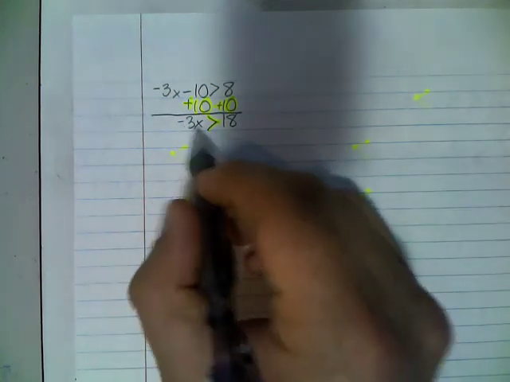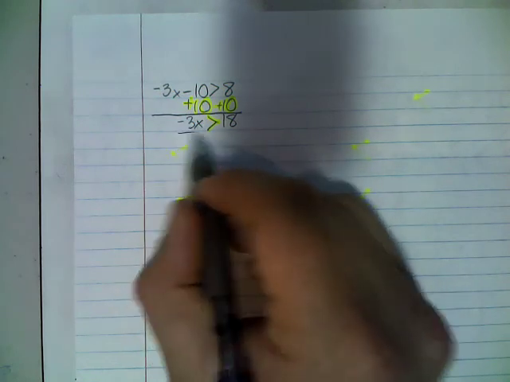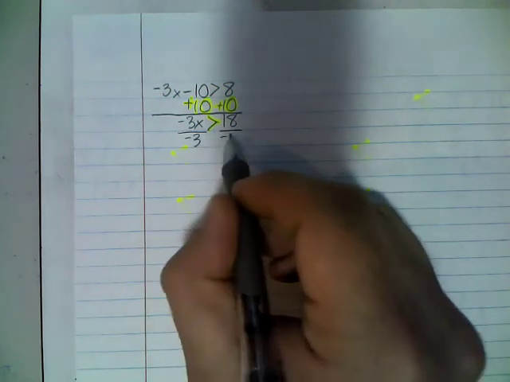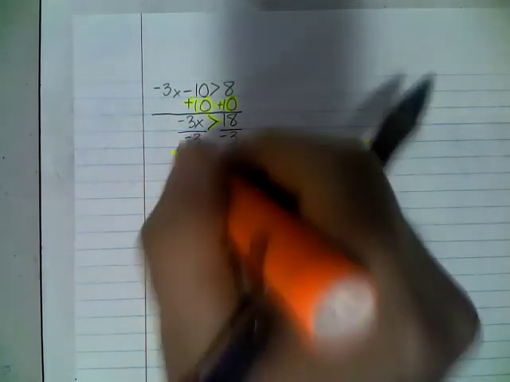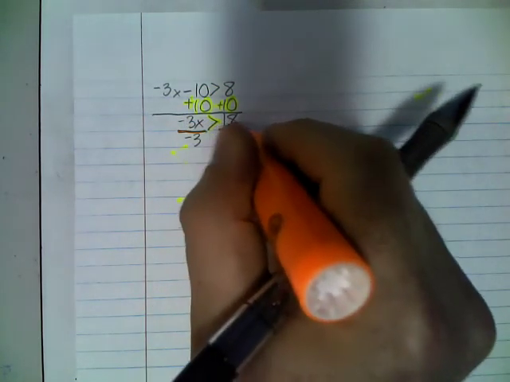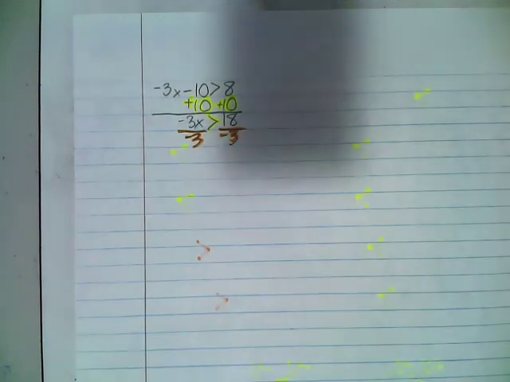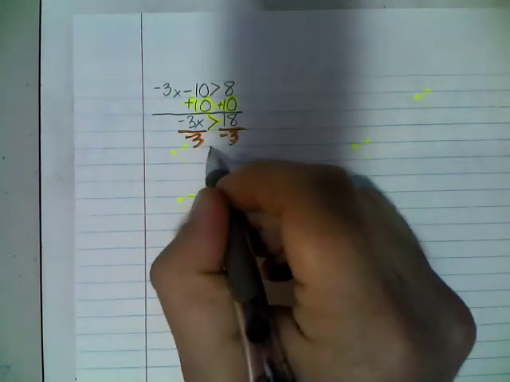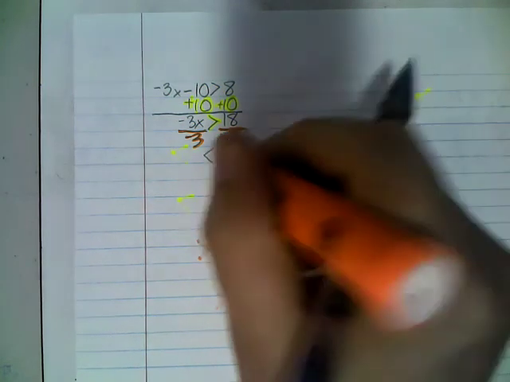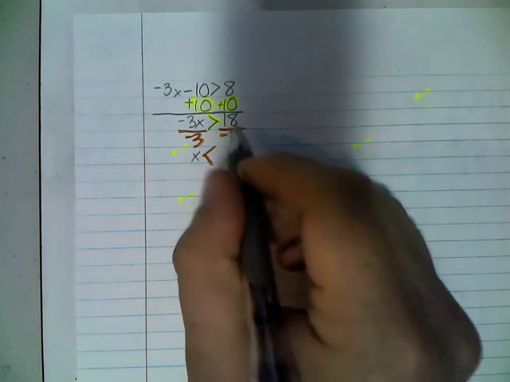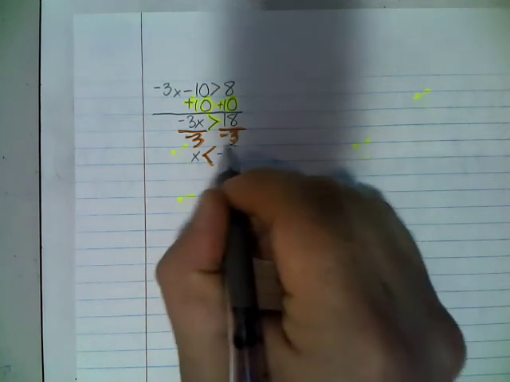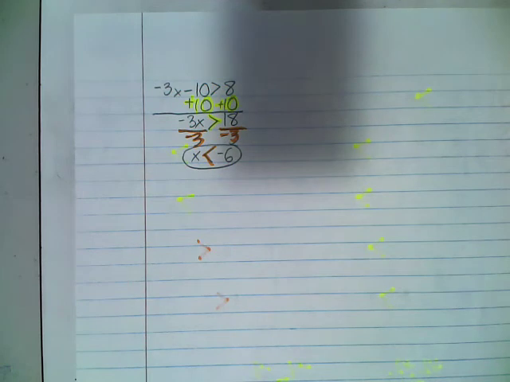Next step, we want to get rid of our multiplication now. So we're multiplying by -3. So to cancel out that, we need to divide by -3. Remember, the only time the inequality sign changes is when we multiply or divide by a negative, which is exactly what we've done here. We have divided by a negative. So therefore, my greater than will turn into a less than. And simplify, this will turn into x, and then 18 divided by -3 is -6. So my solution there is x is less than -6.